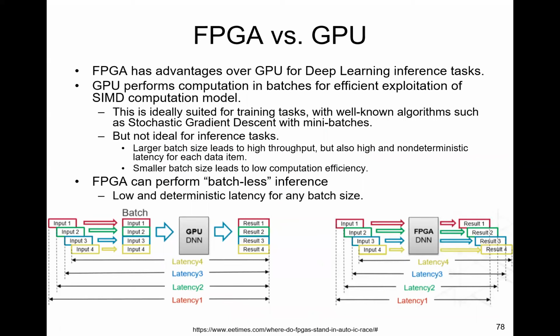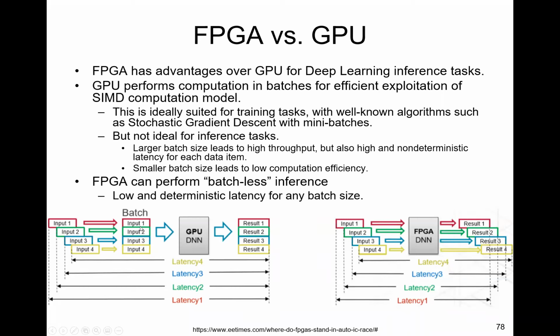So, FPGA versus GPU. For inference tasks, FPGA has advantages because a GPU performs computation in batches for efficient exploitation of the SIMD, single instruction multiple data, computational model. This is very suited for training tasks with well-known algorithms such as stochastic gradient descent with mini batches. That is, you collect a mini batch, maybe here 4 inputs, could be 4 images, and you process them in batch and produce results in batch.